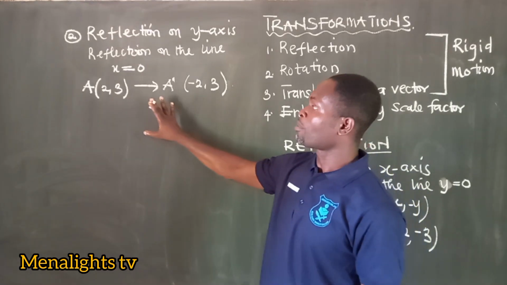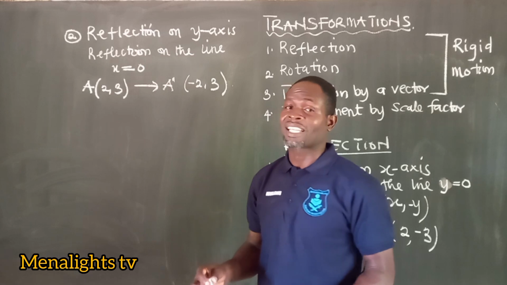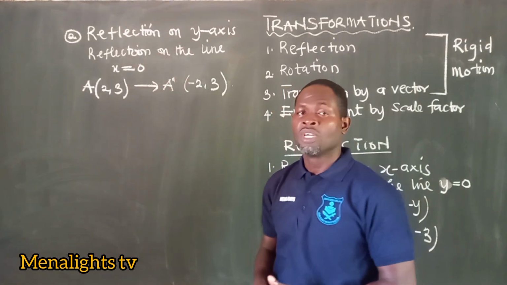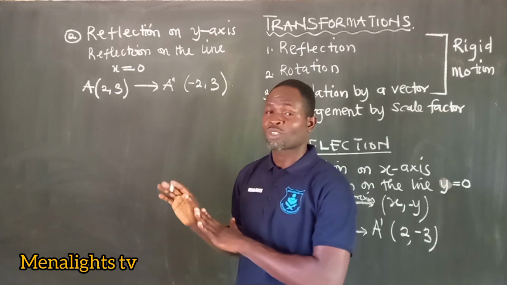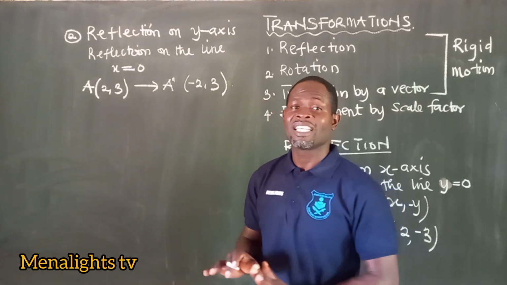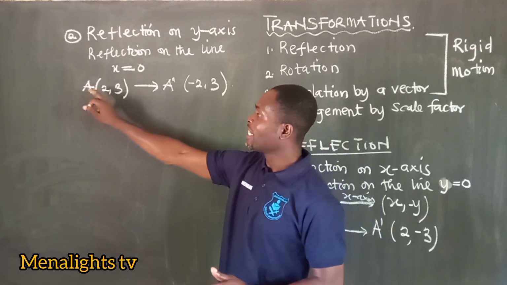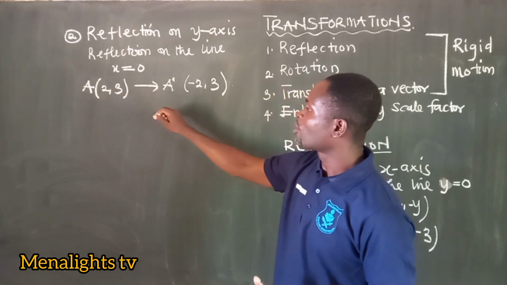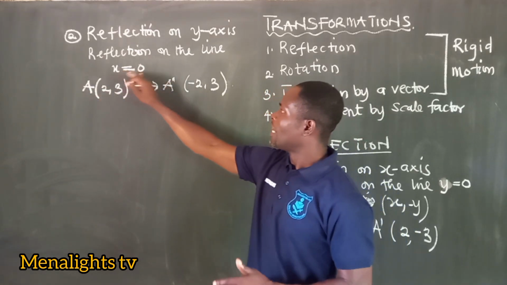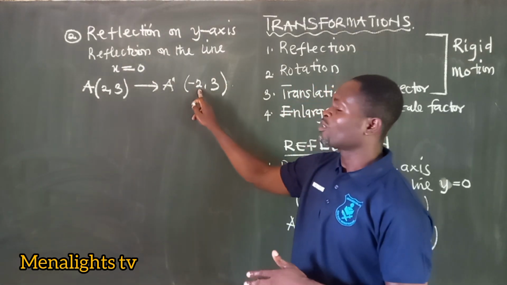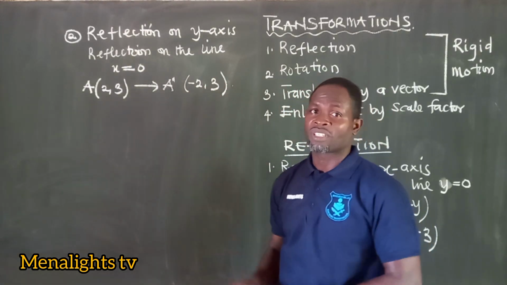We have our second type of reflection, that is reflection on the y-axis, which is reflection on the line x is equal to 0. When you have the point A (2, 3) and you reflect it on the y-axis, the x-coordinate will be negative and that of y will be positive.